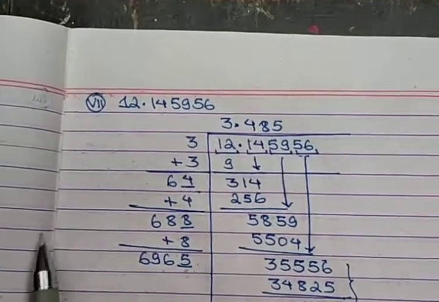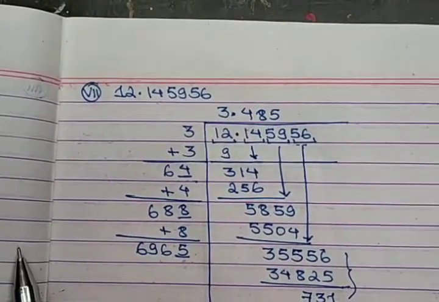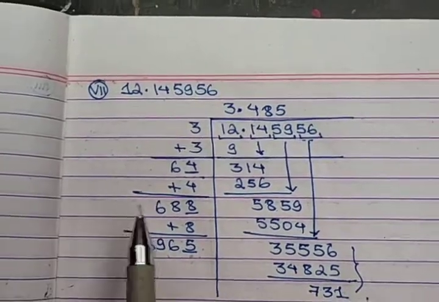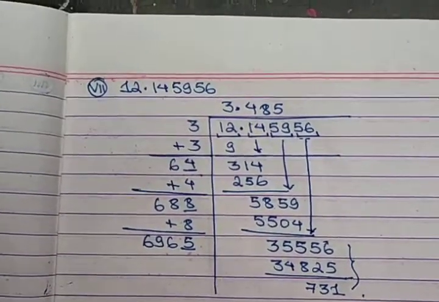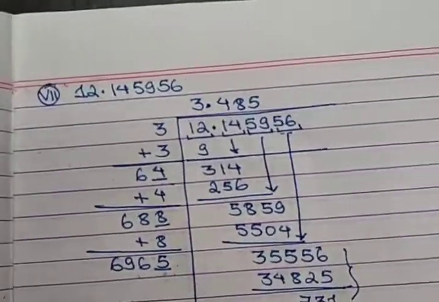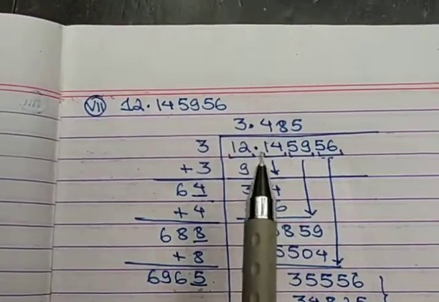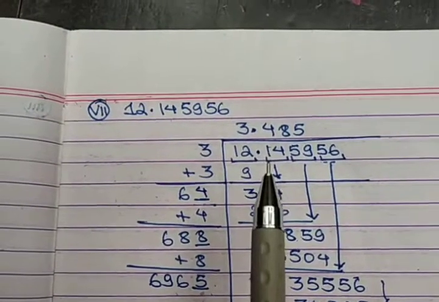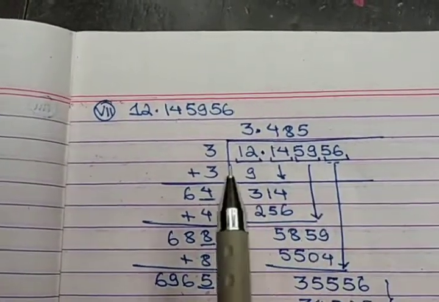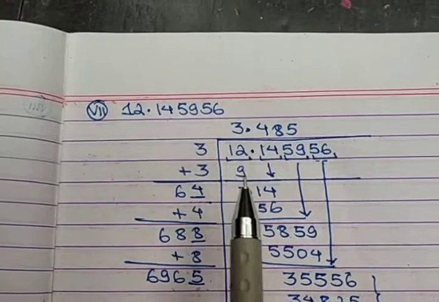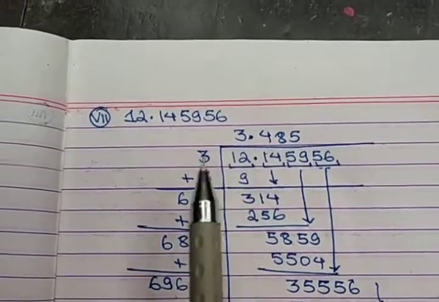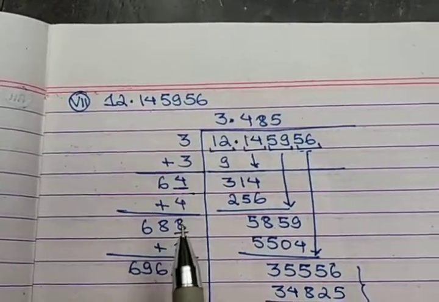Next question we have is 12.145956. We got a decimal, with digits on both the right-hand side and left-hand side. As I have already said, from the point of decimal we need to make pairs of digits towards the right as well as towards the left. Towards the right we got 14, 59 and 56. Towards the left we have 12. We know 9 is the closest square for 12, so 3 and 3 is 9. All the steps remain the same.